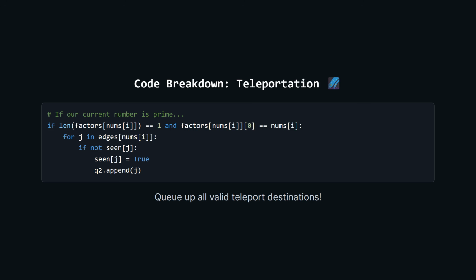Then comes the teleportation check. If the number we are currently standing on is a prime number, we look up our edges map. We take every valid destination for that prime and add them to our next wave.